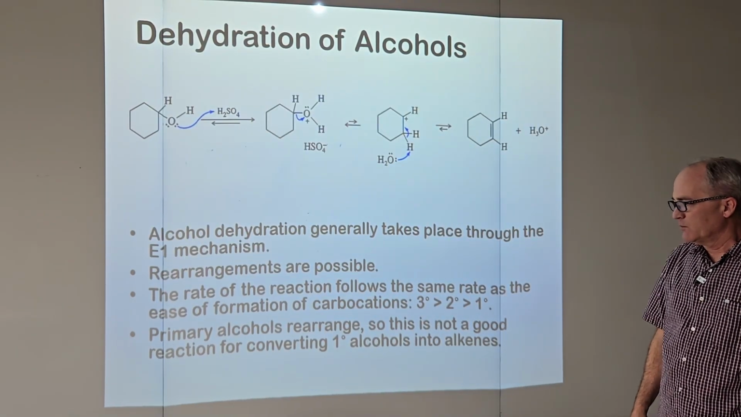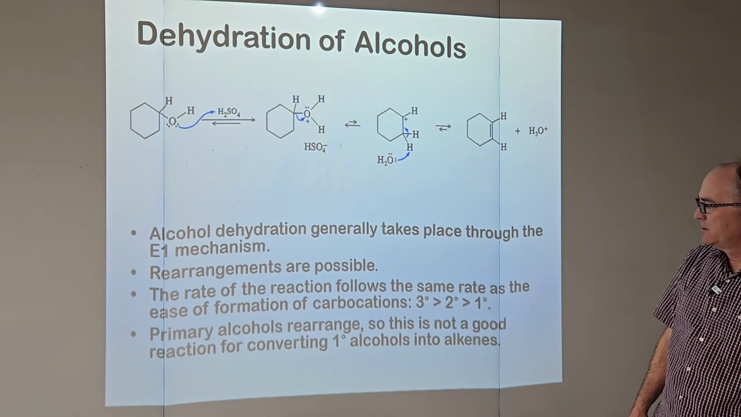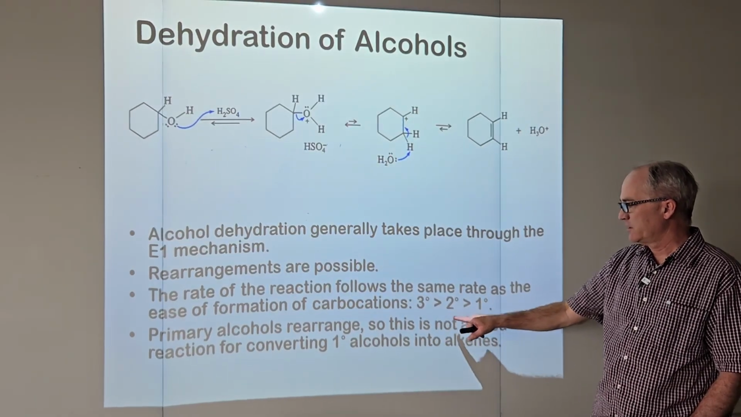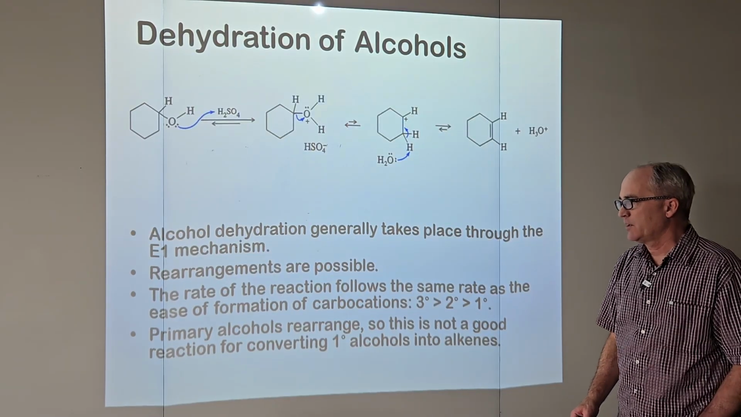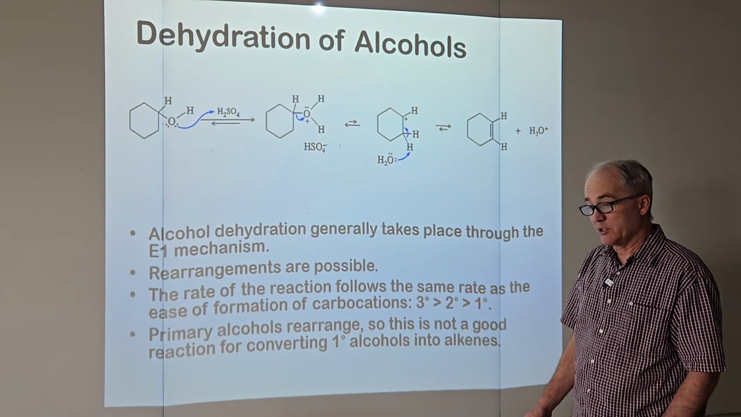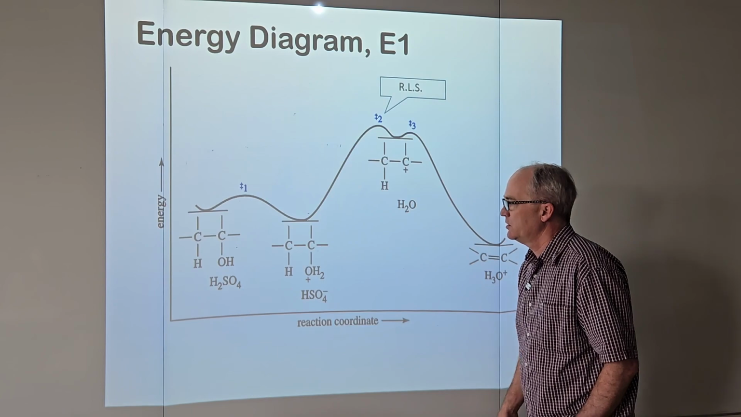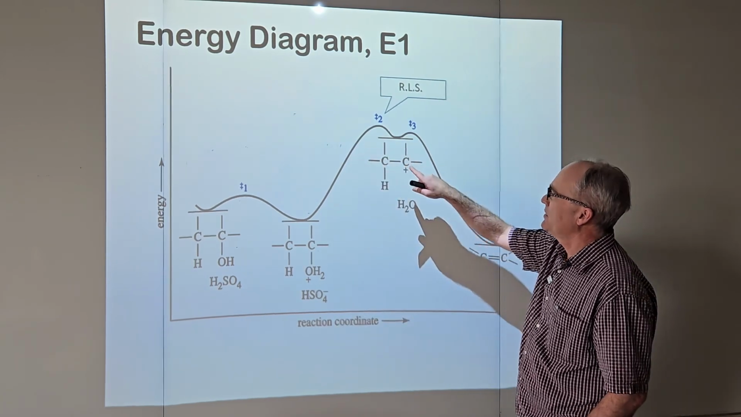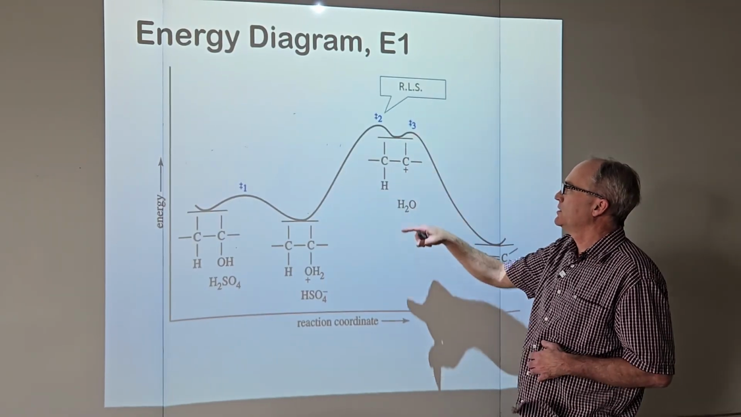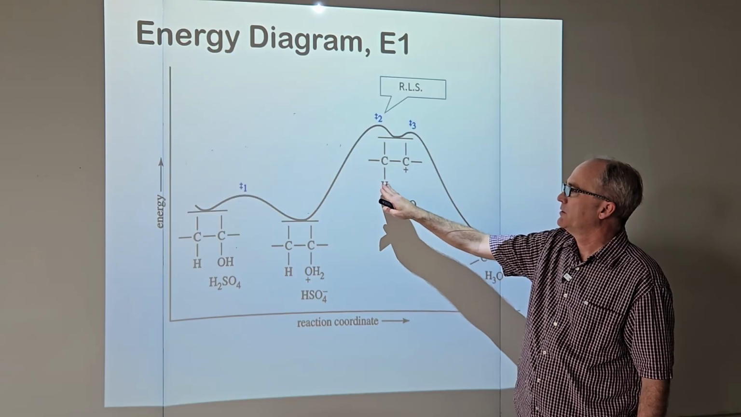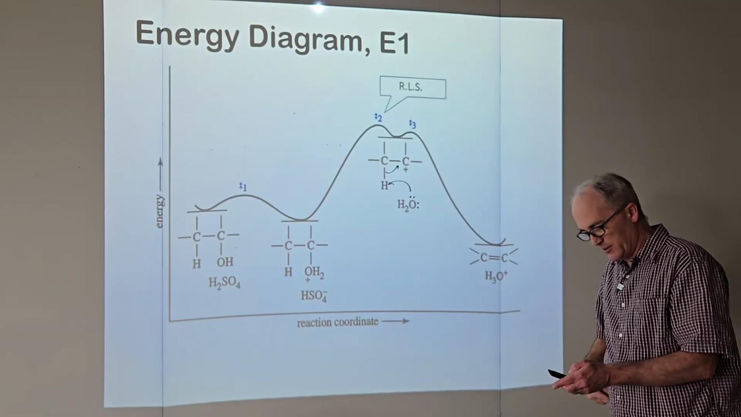Rearrangements are possible, and the rate of the reaction follows the same rate as the ease of formation of carbocations. So this would be a tertiary alcohol, secondary alcohol, which this one is, or a primary alcohol. It says primary alcohols like to rearrange. Here's the energy diagram. Little barrier to protonate the OH. Now it's protonated. Rate limiting step is formation of the carbocation, and then this transition state is base pulling off the hydrogen and those electrons jumping down, forming the alkene.